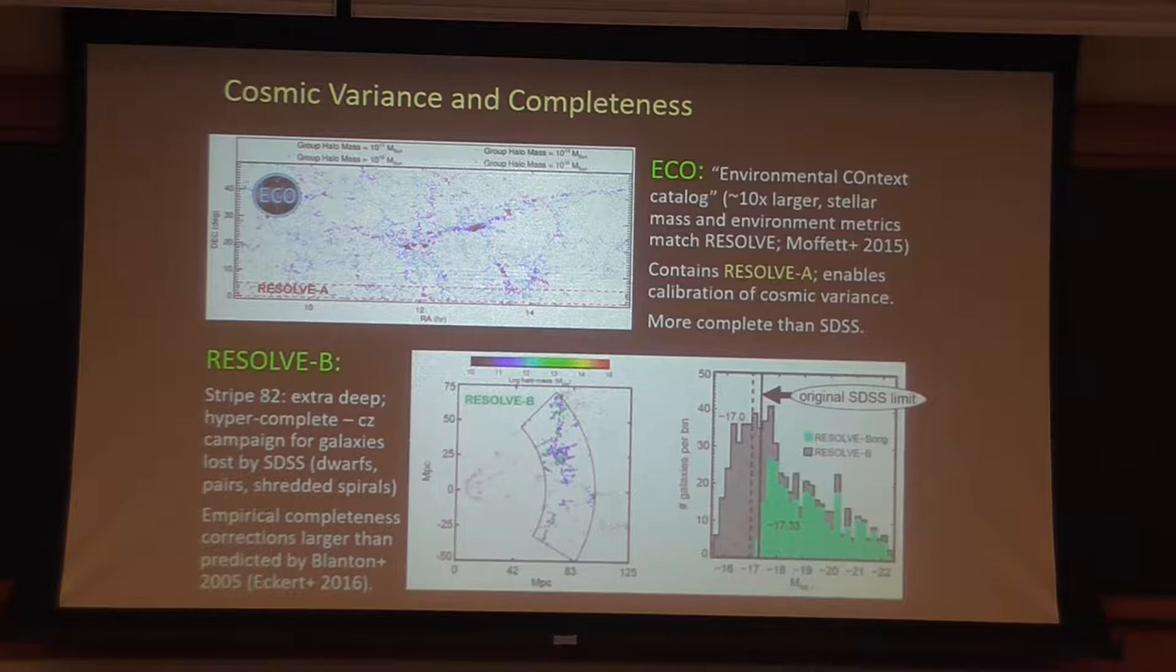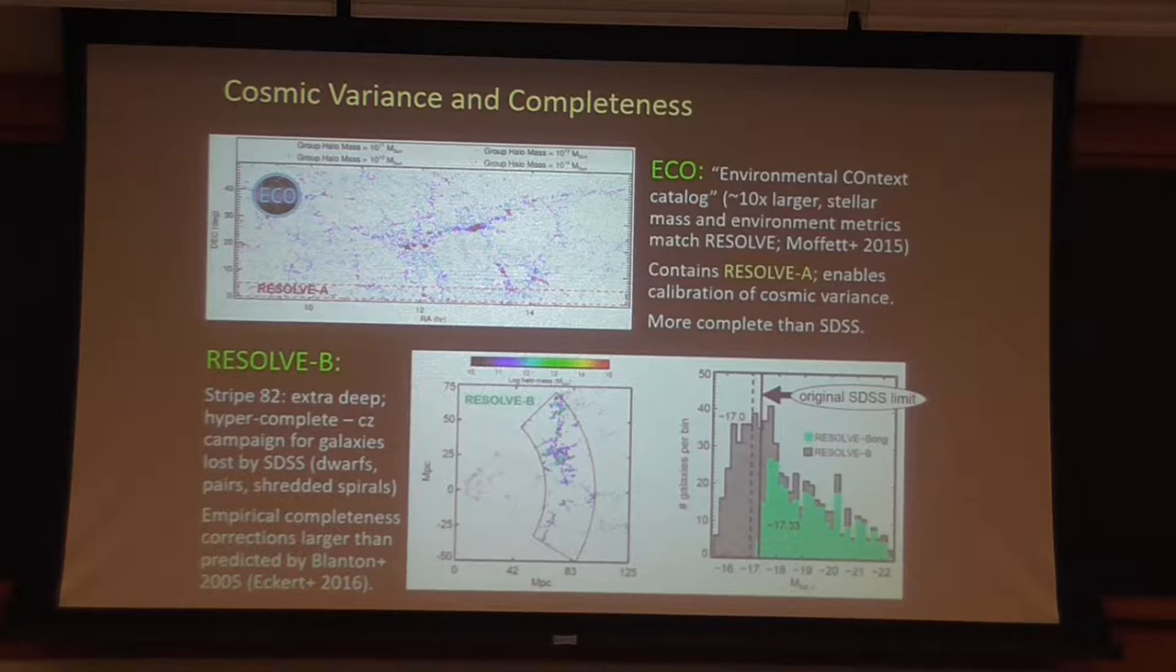And RESOLVE-B then is, back to ECO. The key purpose of ECO is to calibrate cosmic variance, but even though it's not an area where we're getting new data, it is still more complete than Sloan, and that's because we've done a whole lot of cross-matching against archival surveys.